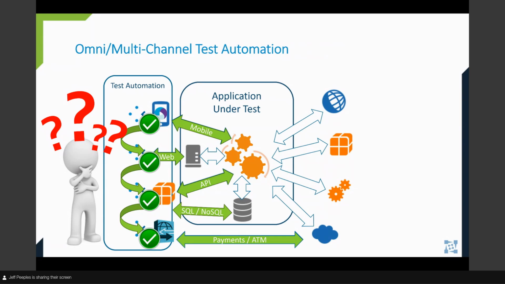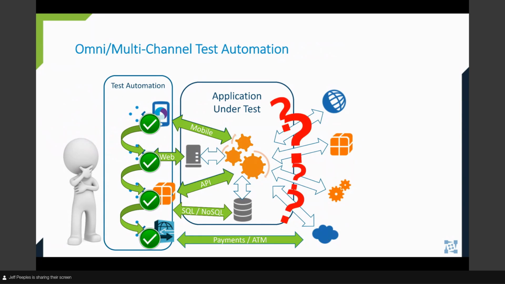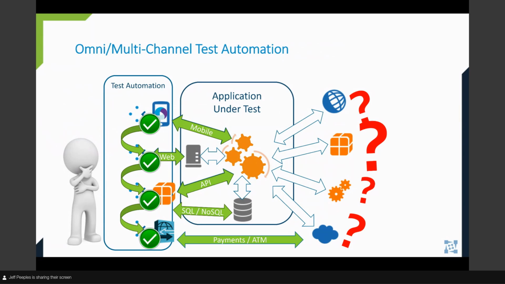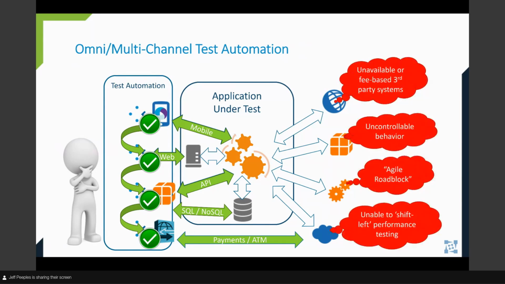Now, as many organizations reach that state of omni or multi-channel testing, the problem shifts to those back-end or dependent resources that our applications have to be able to access in order to complete their tasks that we're trying to test. Resources that are needed may become unavailable or have associated costs that discourage diligent testing. You may not be able to control the behavior of that asset, as would be the case with the centralized shared database that I referred to.